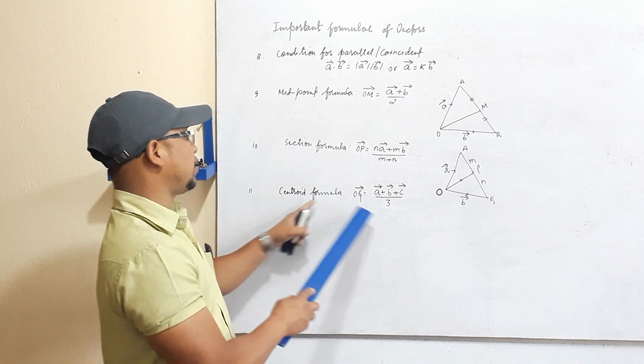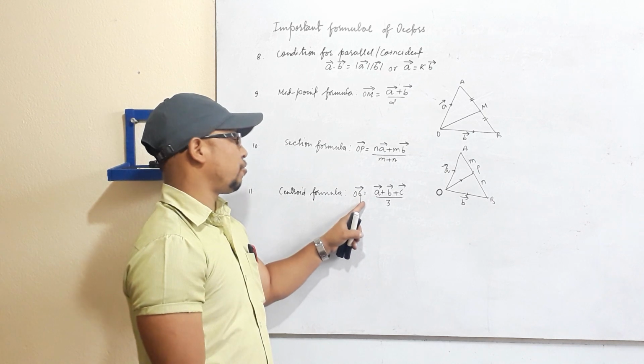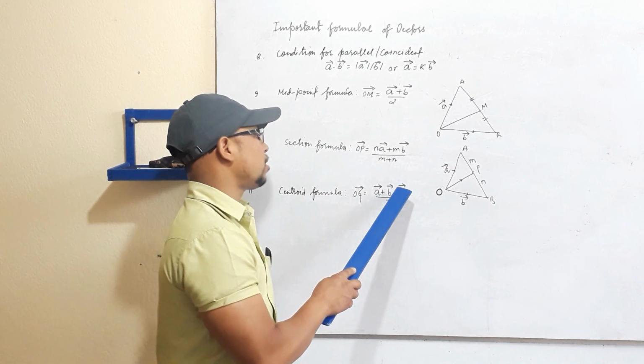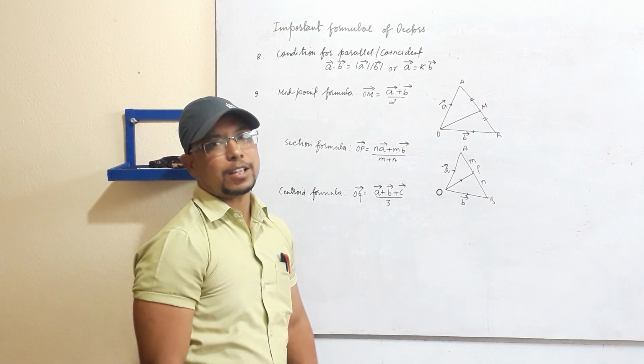The centroid formula is simply vector OG, where G is the centroid. So vector OG equals vector A plus vector B plus vector C, whole divided by 3.